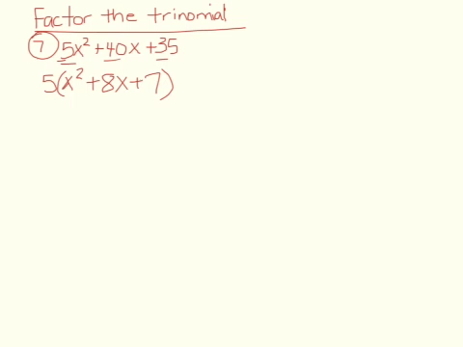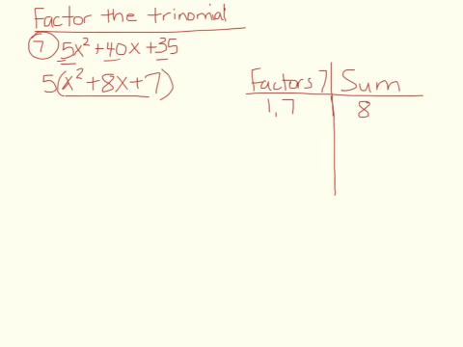Now that I've got the greatest common factor pulled out, now I can factor this trinomial that's inside that parentheses. So I'll write down the factors of 7, and I want the sum to be 8. So the factors of positive 7 are 1 times 7, and that sum is 8. So factoring this trinomial is 5 times x plus 1 times x plus 7. And you do leave the 5 outside the parentheses, and so this is your final answer.